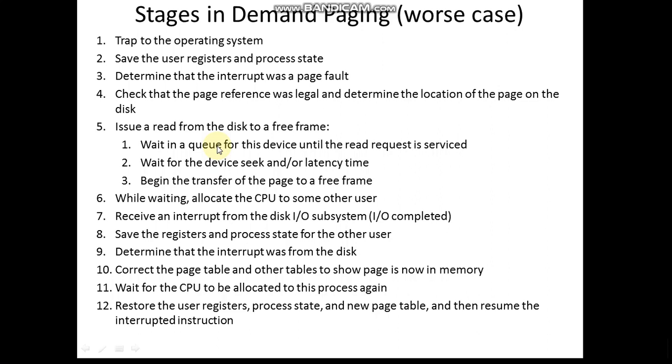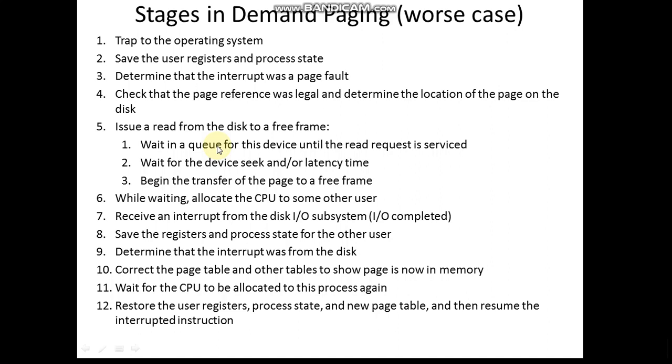Save the register state and process state of the other process. Determine that the interrupt was from the disk itself, because it has completed the task of bringing in the page. Correct the page table because you have got the page. Now you have to update the page table also, so that the bit is set back to V, to show that the page is now available in the memory.